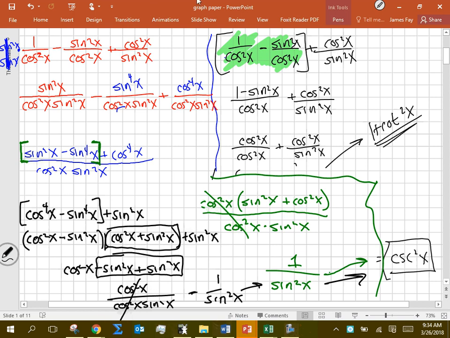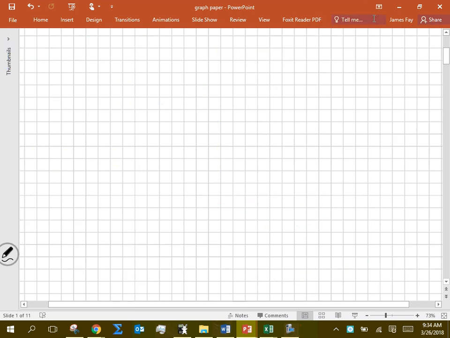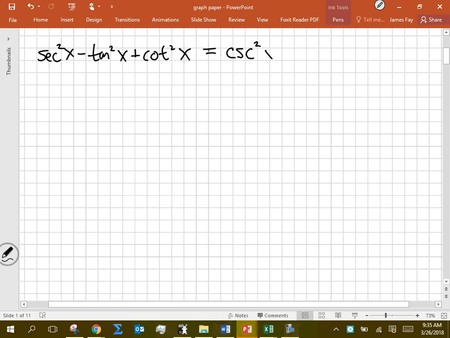Now, I want to draw a comparison with that identity, because we just said that was equal to secant squared x minus, if you go back to what we started with, all the way about 25 minutes ago. And we just figured out that that is the exact same thing as cosecant squared x, right?